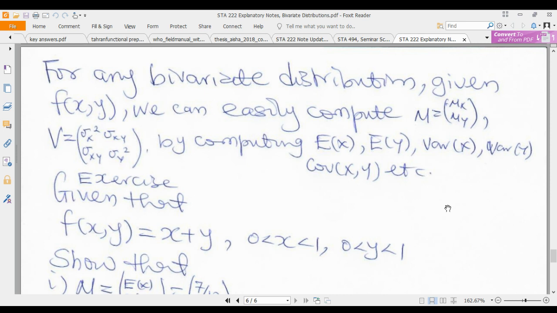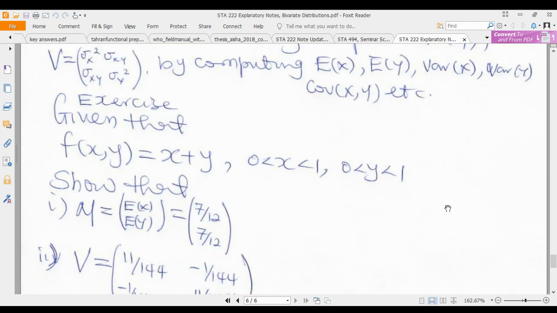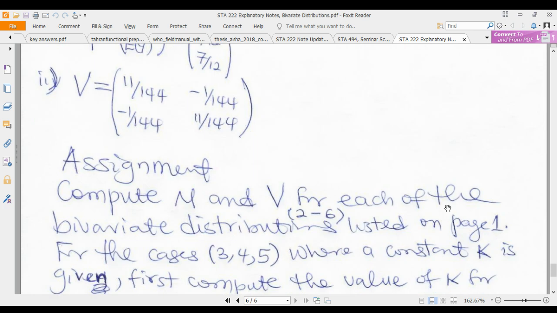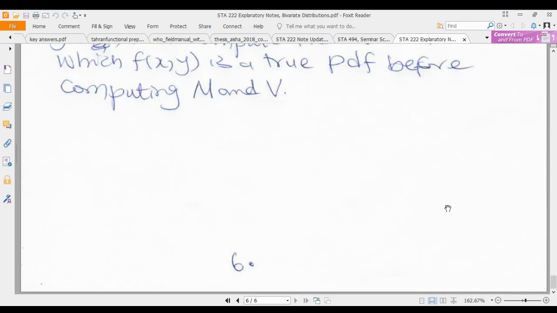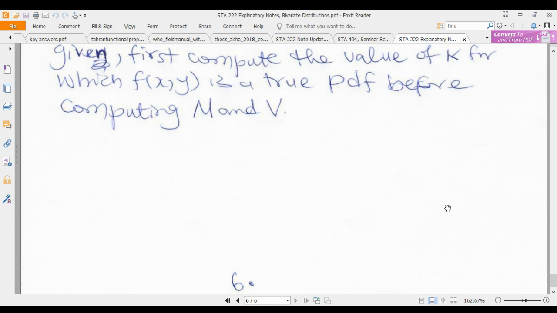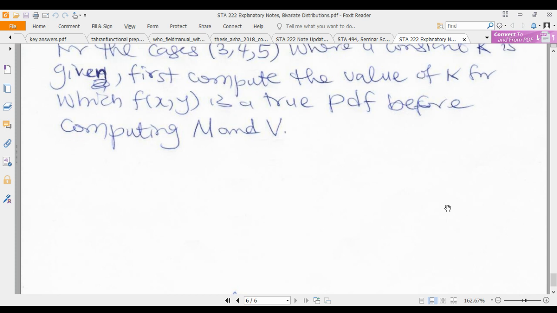So that concludes our description of the notes, the explanatory note on bivariate probability distributions.